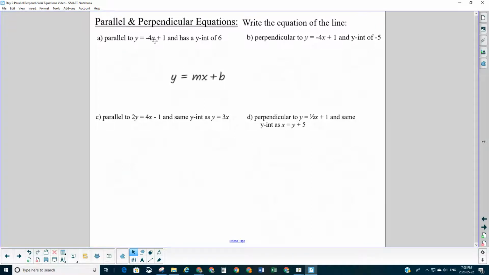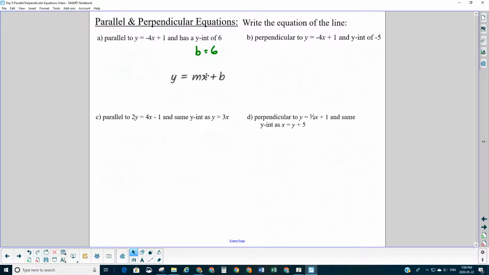And this first one has two clues. It says, find the equation of our line. And the first clue is that it's parallel to this line. And the second clue is it has a y-intercept of this. So if my goal is to get the slope and the y-intercept, the m and the b, well, I already have one there. That's a really great clue. It tells you right away that your y-intercept is 6. So you know that b is going to be 6.